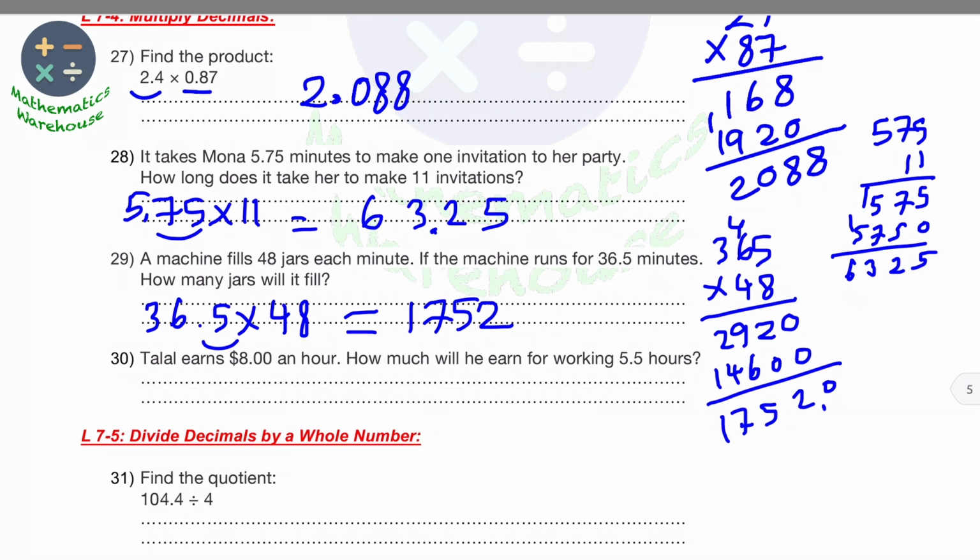Next question. Talal earns $8 an hour. How much will he earn for working 5.5 hours? So we have to multiply 55 by 8. 8 times 5 equals 40, 0 and we got 4. 8 times 5 equals 40 plus 4 equals 44. We have 1 decimal place, so it's $44.